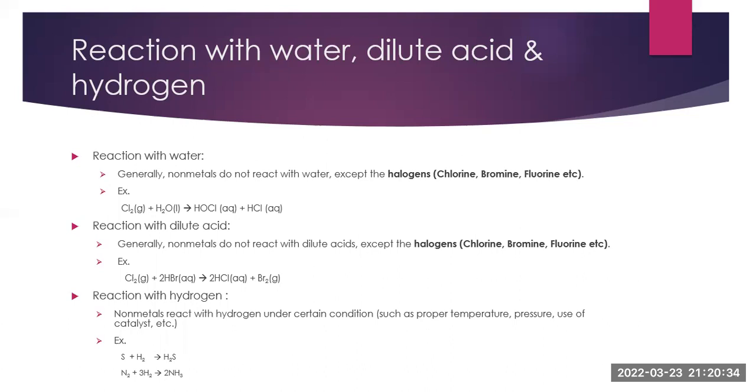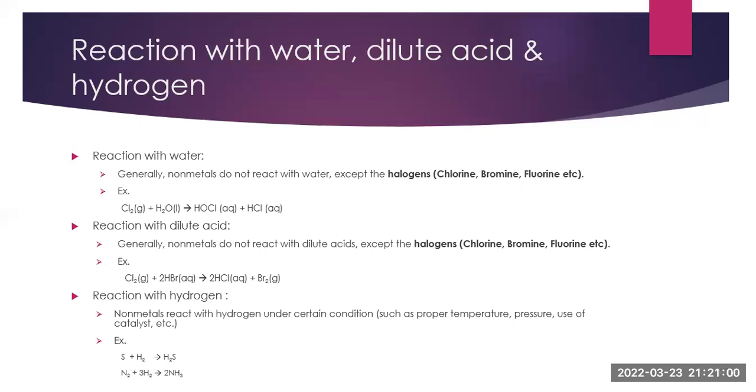Reaction of nonmetals with dilute acid. Again, generally nonmetals do not react with dilute acids except the halogens, which are chlorine, bromine, fluorine, etc. We consider the chemical reaction between chlorine and HBr. It gives us Cl2 plus 2HBr, giving you 2HCl plus Br2.